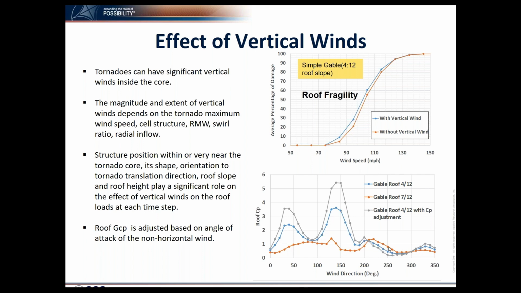Here it's showing an example of the variation of the roof CP for a gable roof 4 on 12, and the gray line is showing the roof CP when we adjust it for the vertical wind.